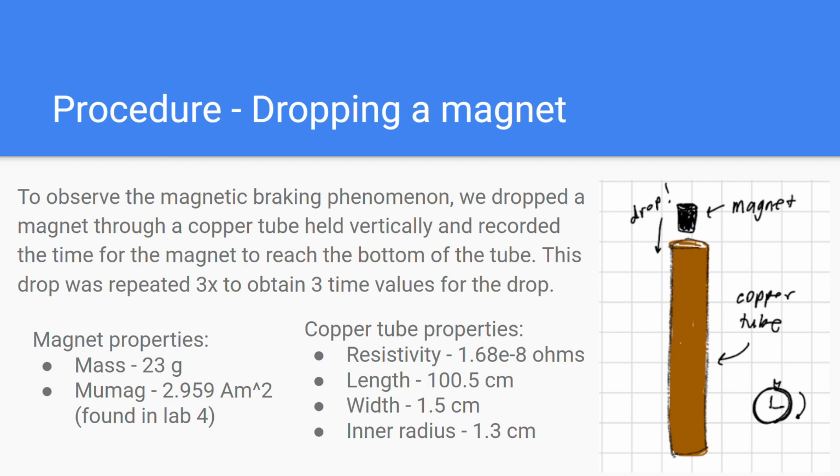Properties of the magnet include the magnet weighing 23 grams, and the mu of the magnet, or the magnetic dipole moment, was 2.959 amperes times meters squared, and this was calculated in lab 4, last lab. And the properties of the copper tube include the resistivity, which was found online. It's 1.68 times 10 to the minus 8 ohm-meters. The length of the tube was 100.5 centimeters, the width of the tube was 1.5 centimeters, and the inner radius of the tube was 1.3 centimeters.